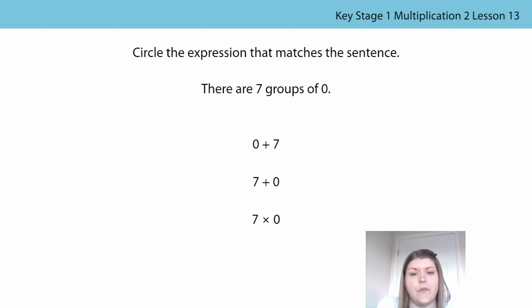So, 7 groups of 0. Groups of. That means I've put items or objects into a group. 7 groups of 0. So there are 7 of those groups and there's nothing in each group. Yeah, 7 times 0. 7 groups with 0 in. 7 zeros. Well done if that's what you circled.